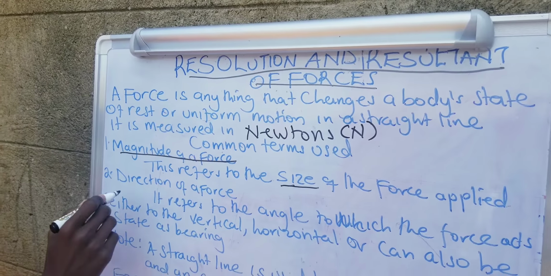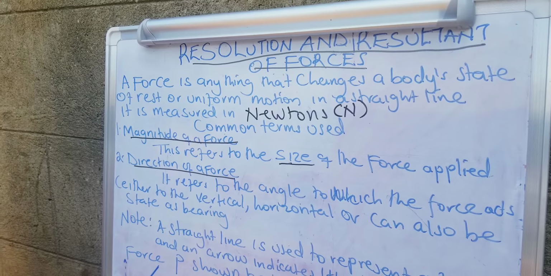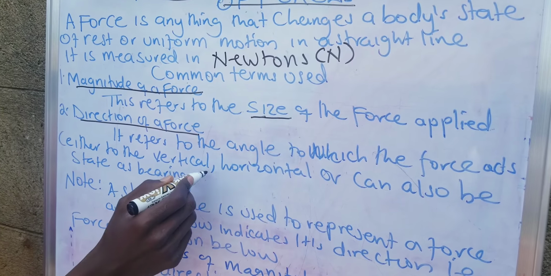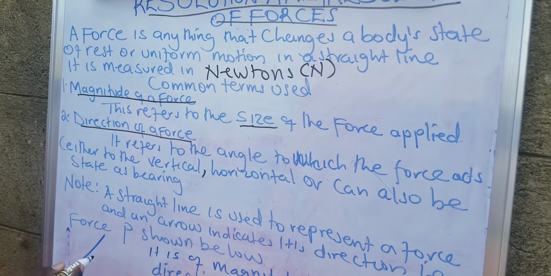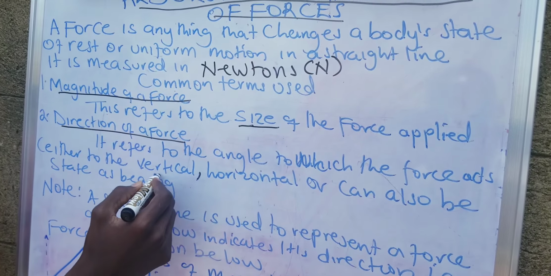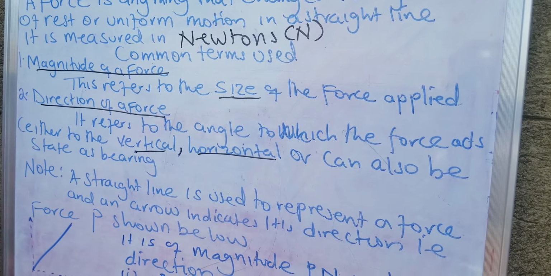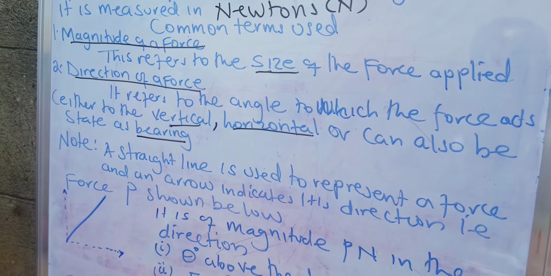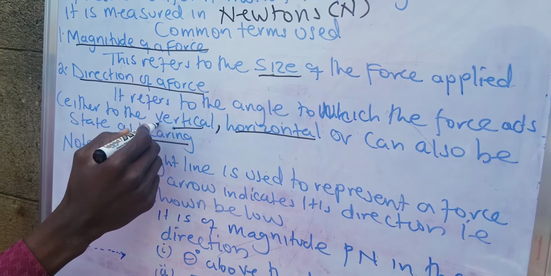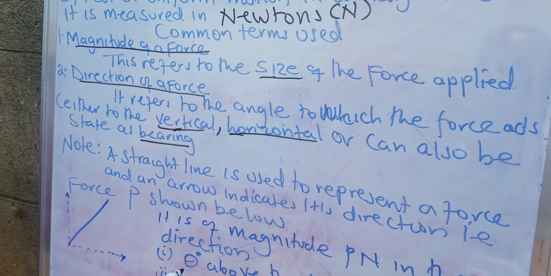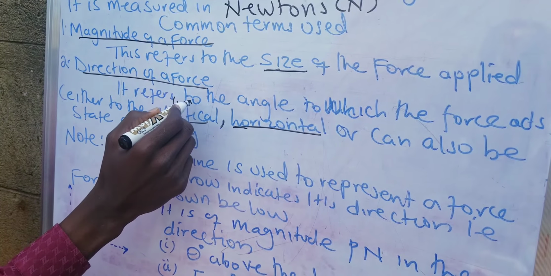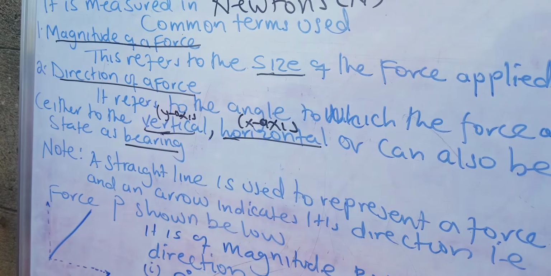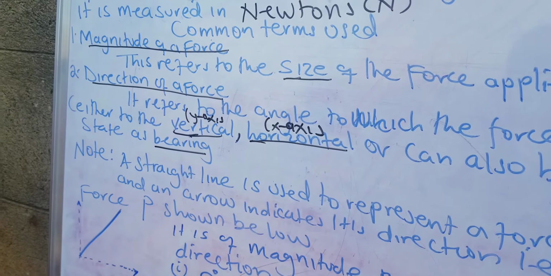Then we go ahead and talk about the direction of a force, and this one refers to the angle to which the force acts. It can be either to the vertical. When we talk about angle, we always have a reference. It can be a vertical line, it can be a horizontal line, or sometimes the direction is stated as a bearing. So when you are asked to give a direction of a force, you can state in reference to the vertical line or to a horizontal line. A vertical line, normally you call it the y-axis, and the horizontal is what you normally call the x-axis, or you can simply give your direction in terms of bearing.